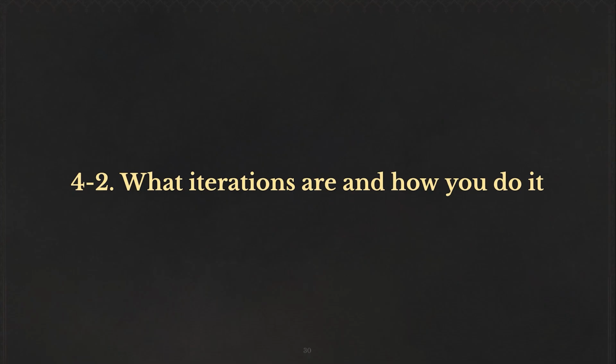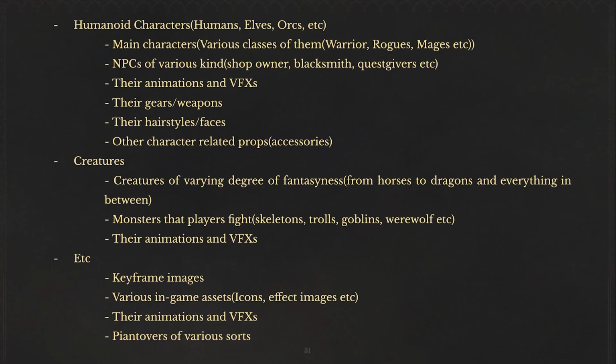You will get a brief about what you're going to do in text form, possibly with some reference images. These are usually from pop culture media like movies, TV shows, games, anime, etc. We already looked through the kind of things that you're designing as a character concept artist. Let's remind ourselves again. Humanoid characters, main characters, NPCs of various kind, their animations and VFXs, their gears / weapons, their styles, hairstyles / faces, other character related props.